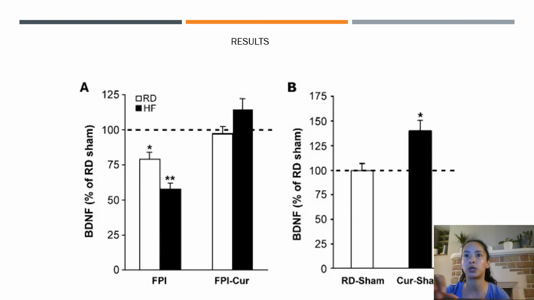And basically what this is showing, the results of the study, curcumin in the diet normalized BDNF levels in the hippocampus of TBI rats that were fed a regular diet, which you can see here, and that's at about 97%. And then also, less importantly, in the high-fat diet, it also had an effect there as well.